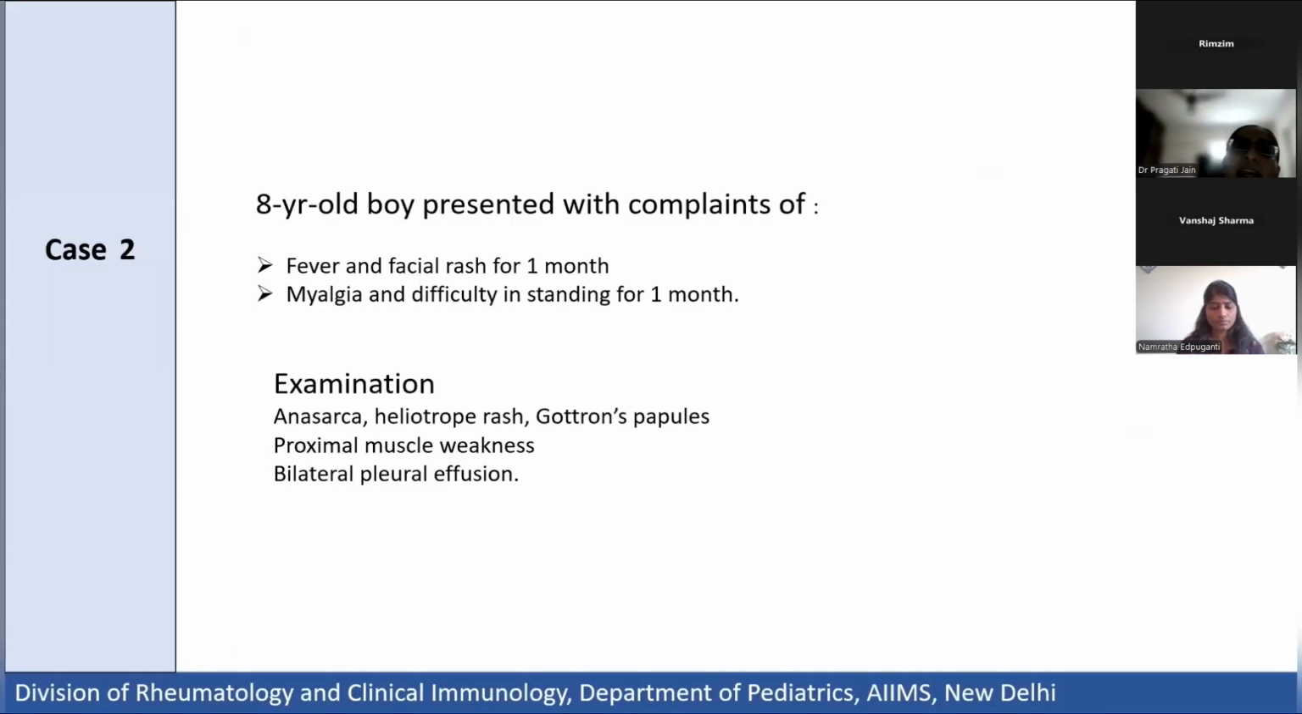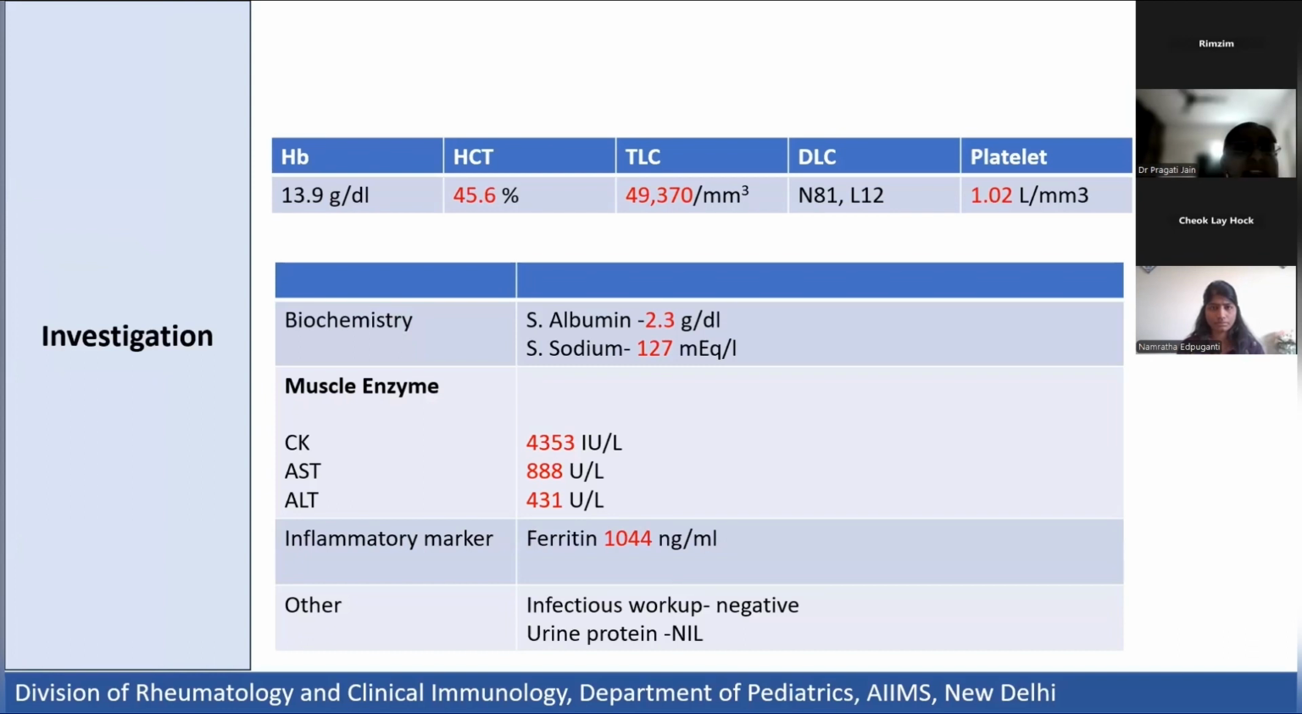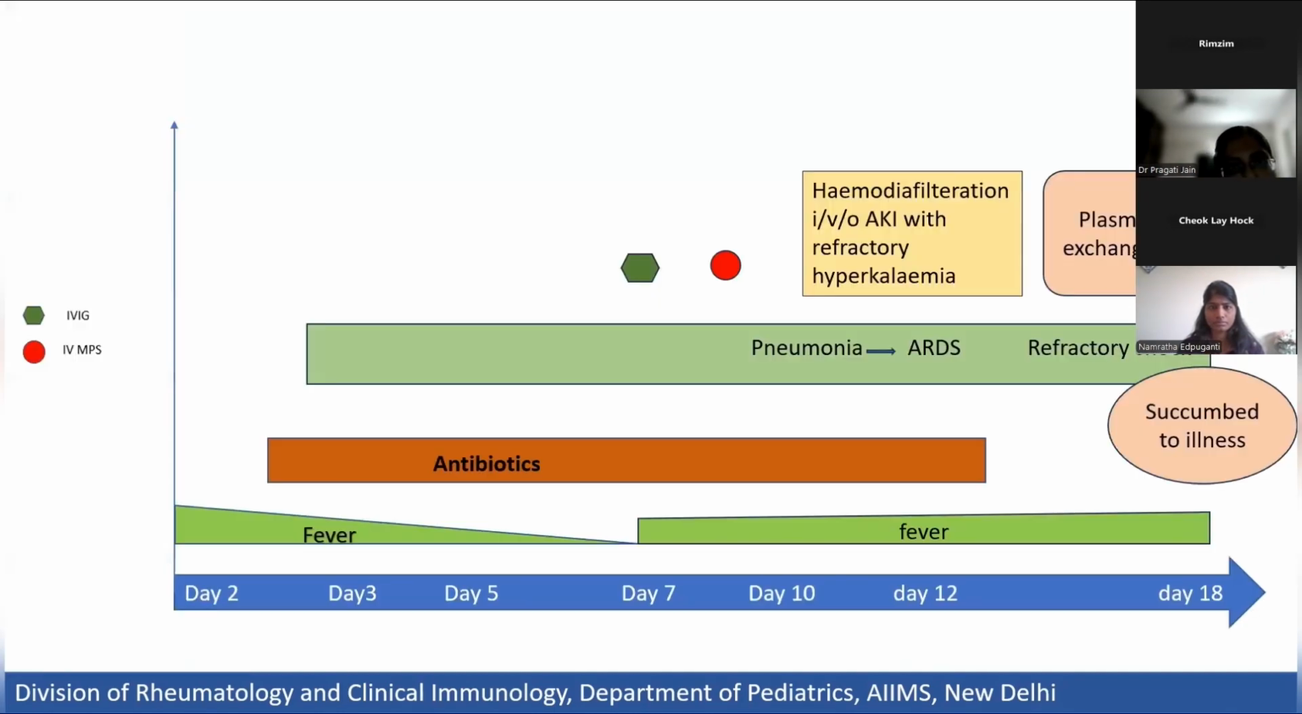Case 2 is an 8-year-old boy who presented with complaints of fever and facial rash for 1 month, myalgia and difficulty in standing for 1 month. Examination revealed ANASARCA, heliotrope rash, Gottron's papules, proximal muscle weakness, and bilateral pleural effusion. Similar to the previous case, this case also had findings of hemoconcentration, neutrophilic leukocytosis, and thrombocytopenia, along with hypoalbuminemia and raised muscle enzymes and inflammatory markers.